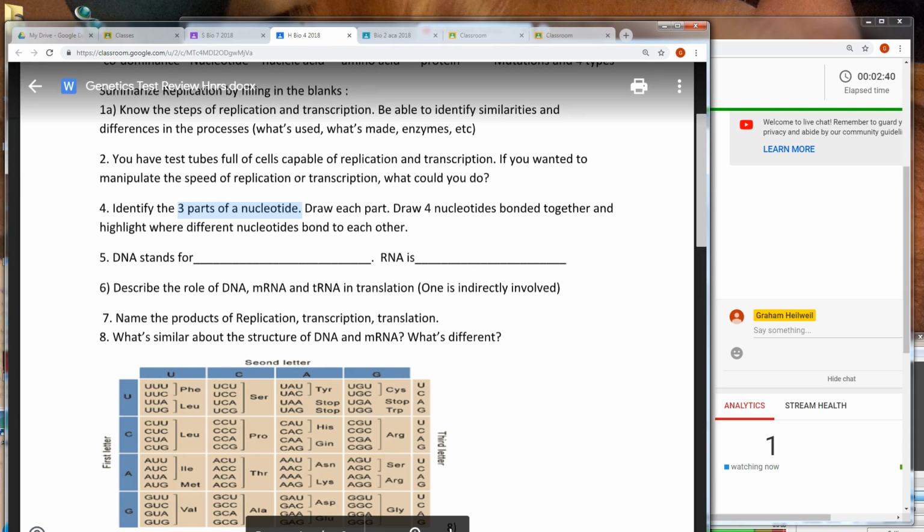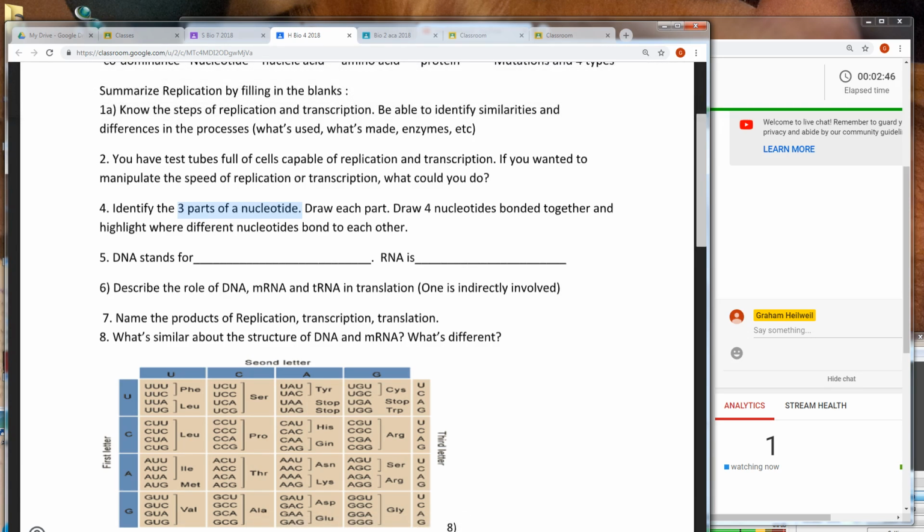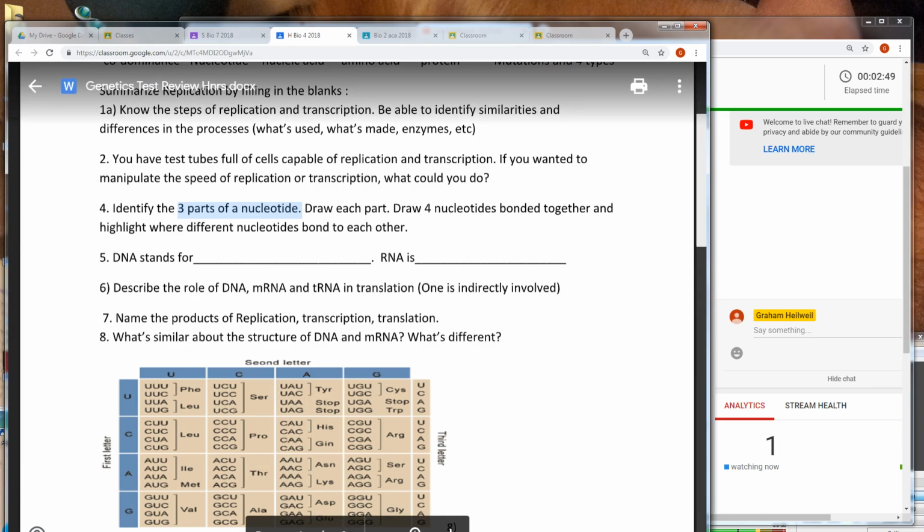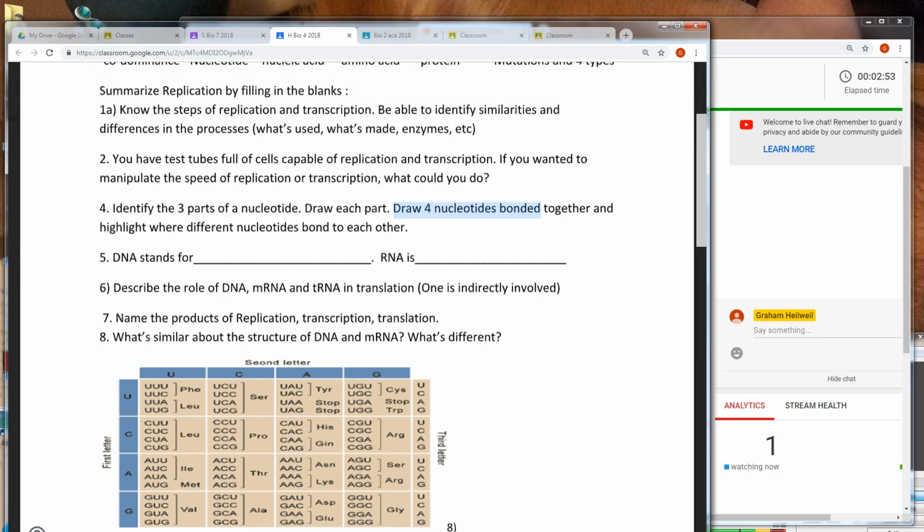Phosphate, sugar, base. Draw each part. One's a circle, phosphate. One's a 5-carbon sugar, a pentagon. And then the base, there's 4 bases, so it depends on it. I can't draw, obviously, like this. Deoxyribonucleic acid, ribonucleic acid.